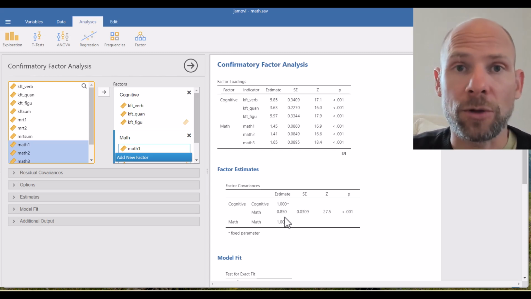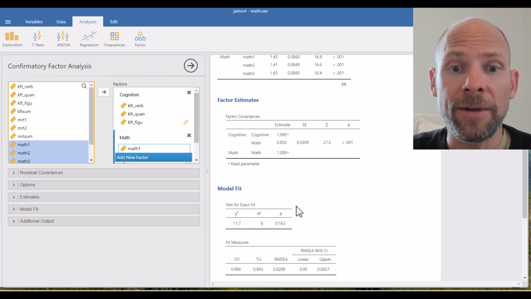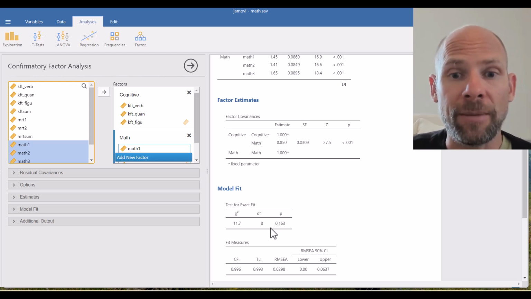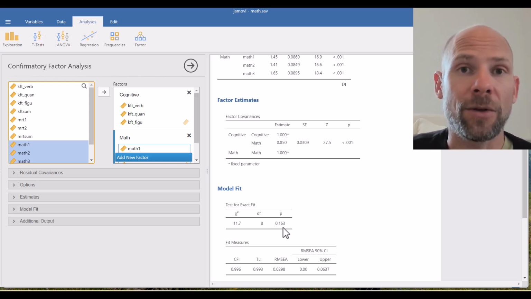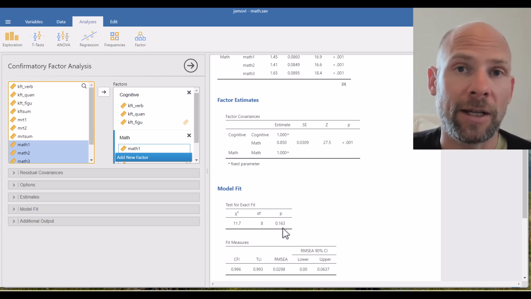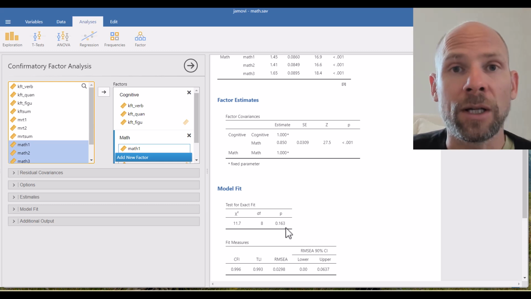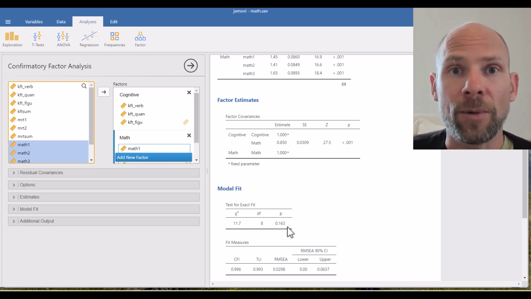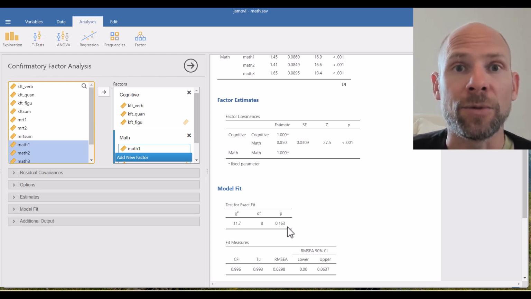Also, one thing that we should check first, obviously, is the model fit, and this is given in the test of exact fit table. There's a chi-square statistic of 11.7. That chi-square statistic has 8 degrees of freedom and a p-value of 0.163, which is not significant at the 0.05 level, indicating that the model fits the data well. It does not have to be rejected, or we can say there's no significant discrepancy between the model estimated or model implied covariance matrix and the observed covariance matrix. So this model does not have to be rejected.